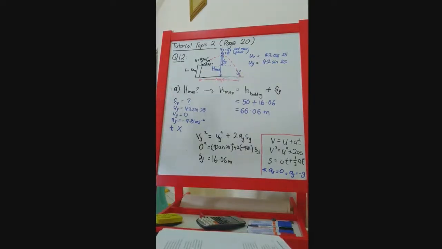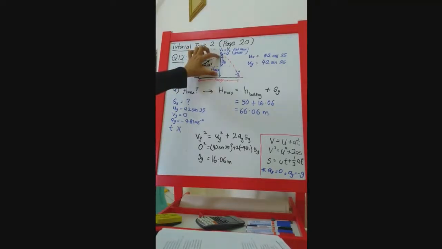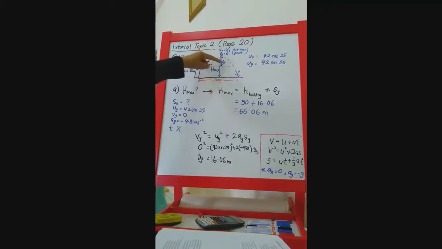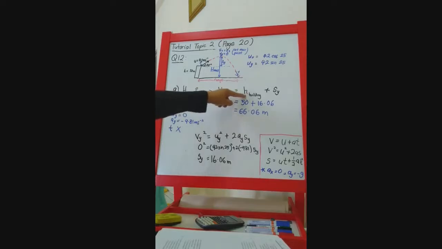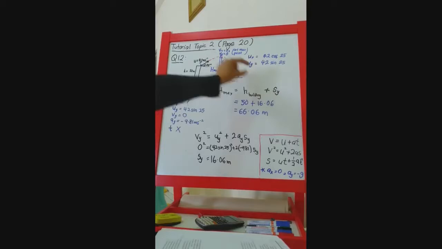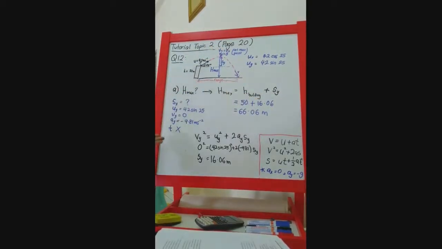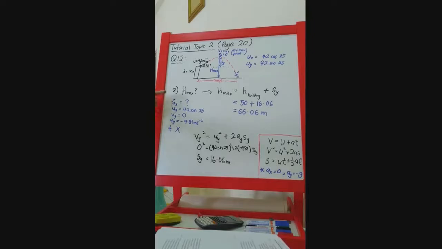For part A, it asks you the maximum height from the ground. In order to do so, we already have information regarding the height of the building. Therefore, the only bit of information that we need to find is this part, which I'm going to label sy here. In order to find the maximum height, you need to add the height of the building plus sy here. So you need to find sy by doing SUVAT analysis. So sy is what we're going to find.